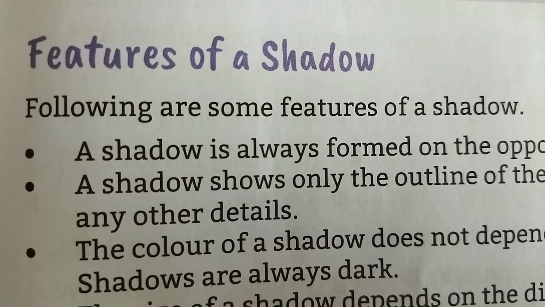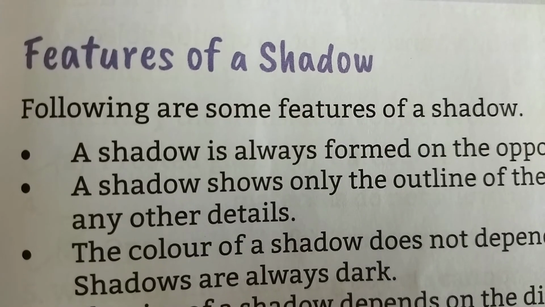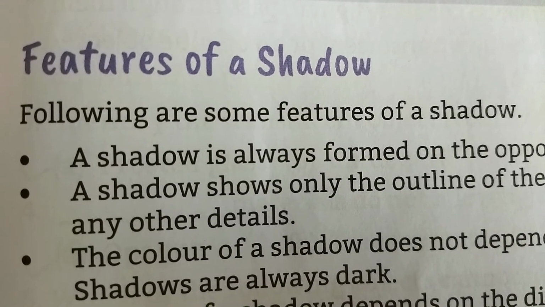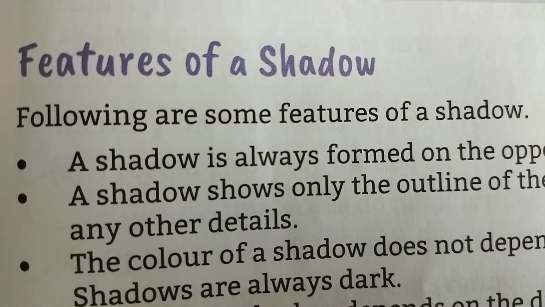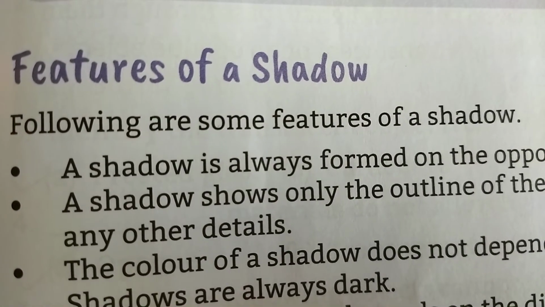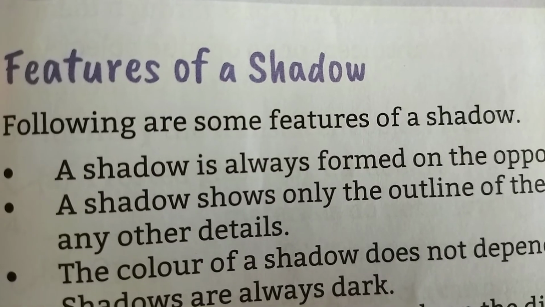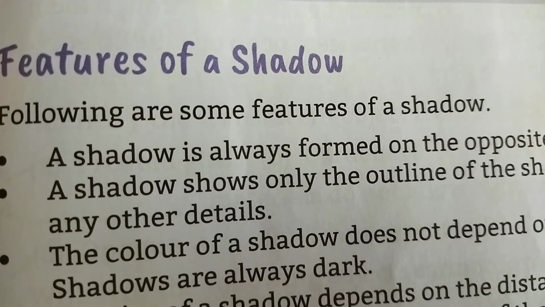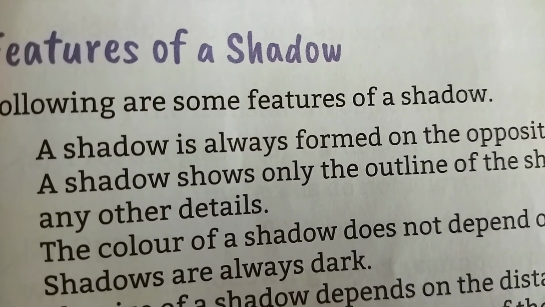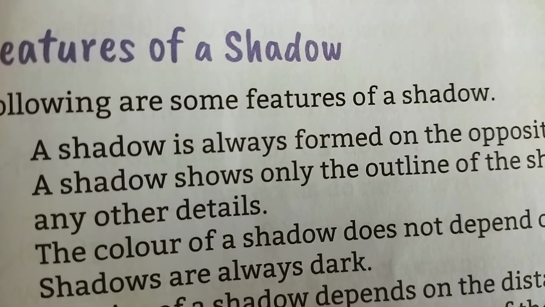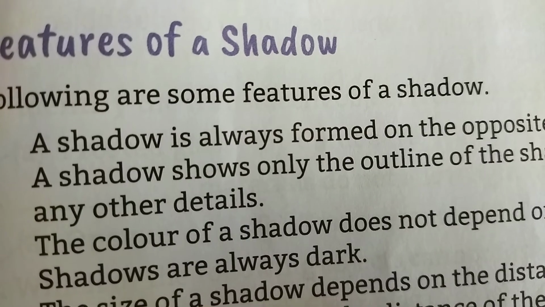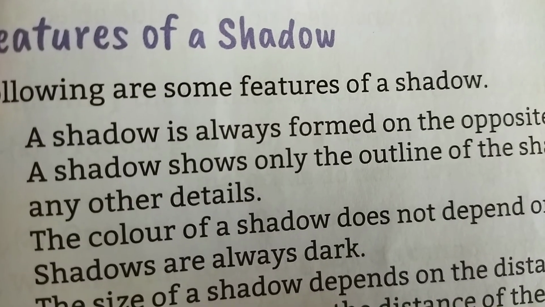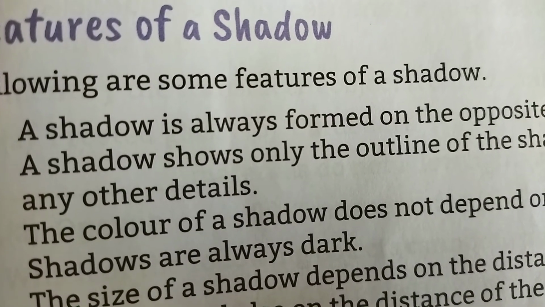Number three, a shadow only shows the outline of the object and not the details. And number four, the size of the shadow depends on the distance between the object and the source of light, and also on the distance between the surface where the shadow forms and the object whose shadow is being formed.